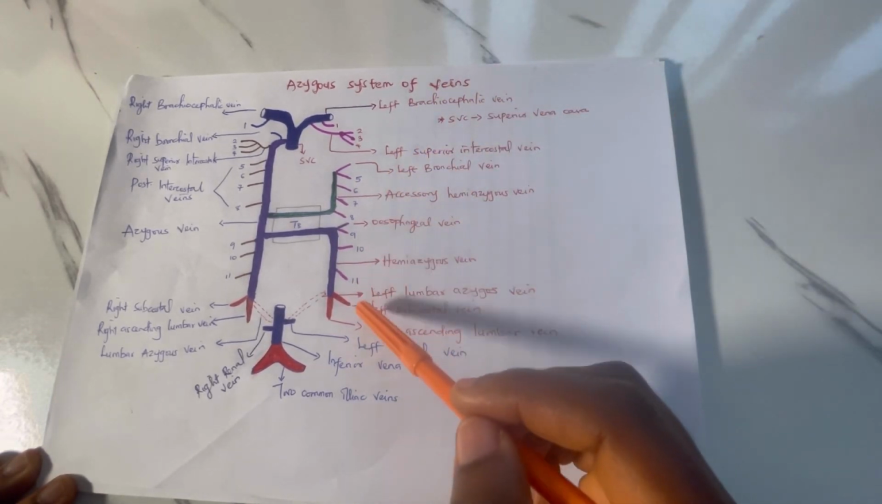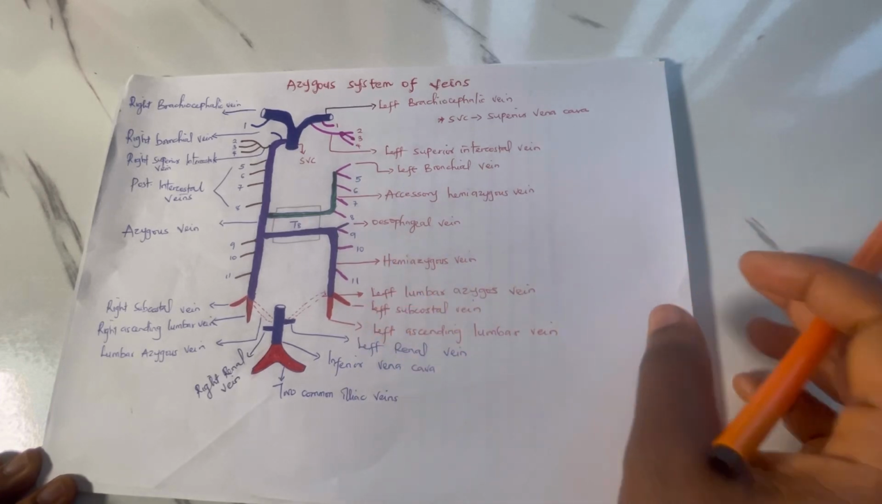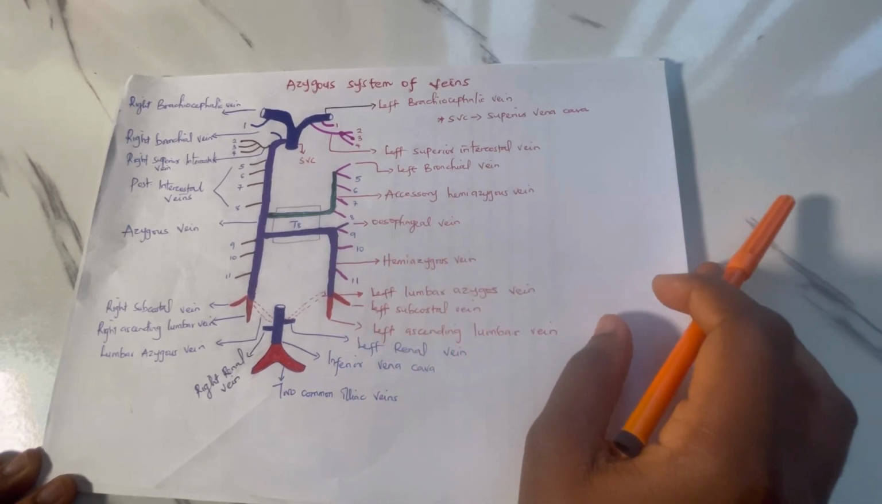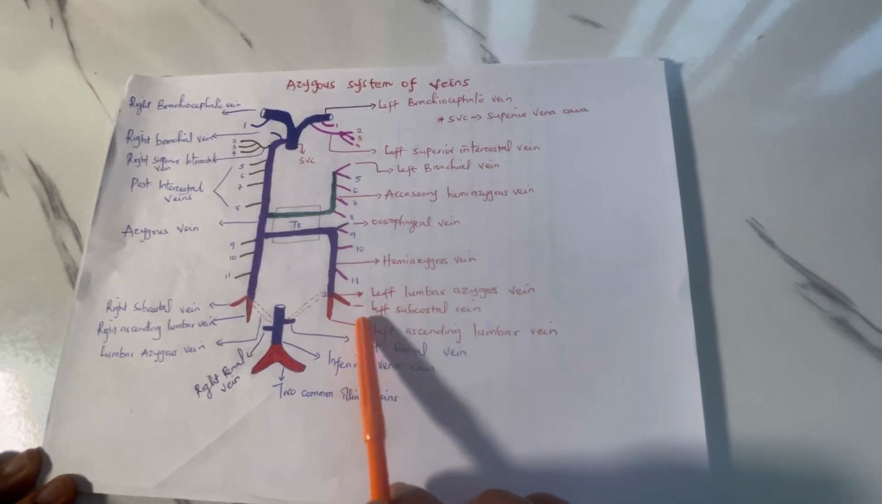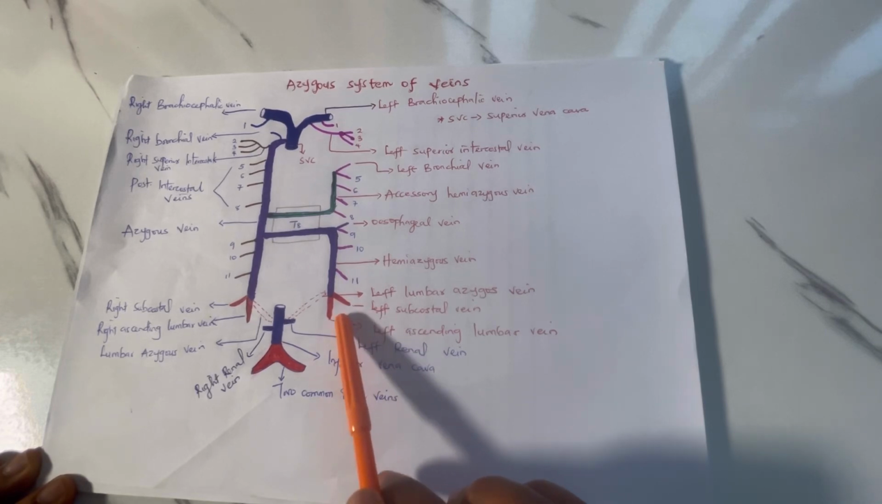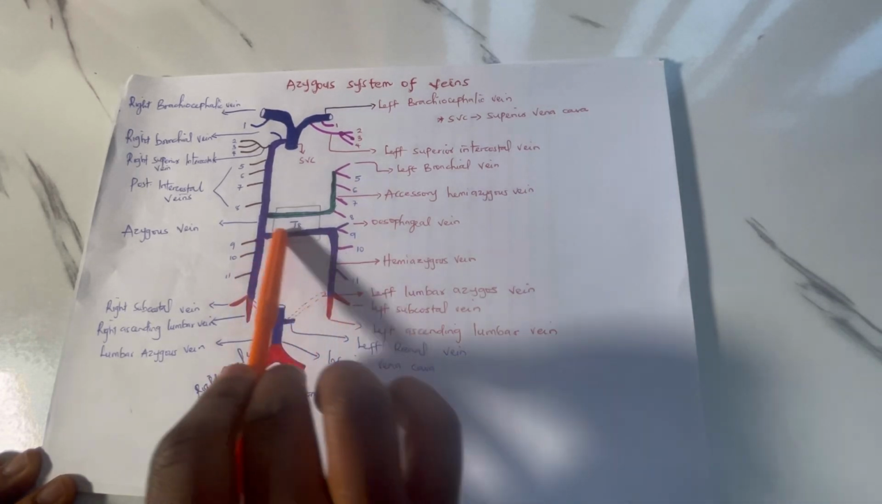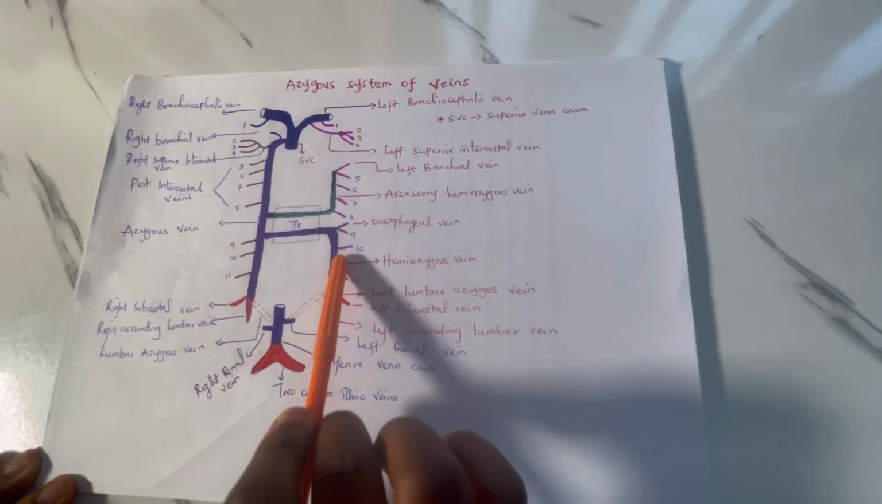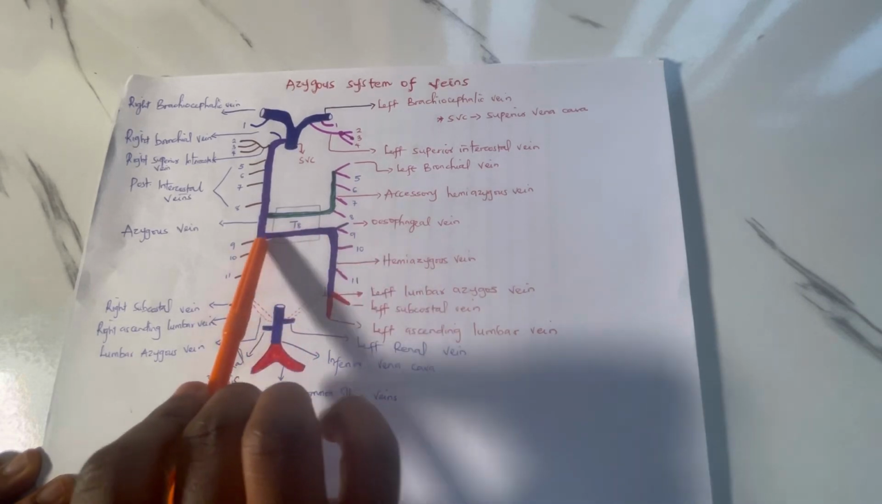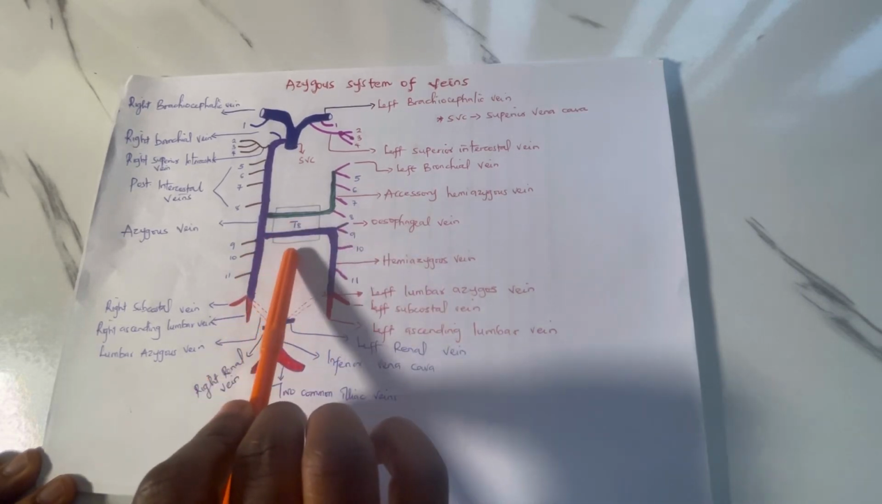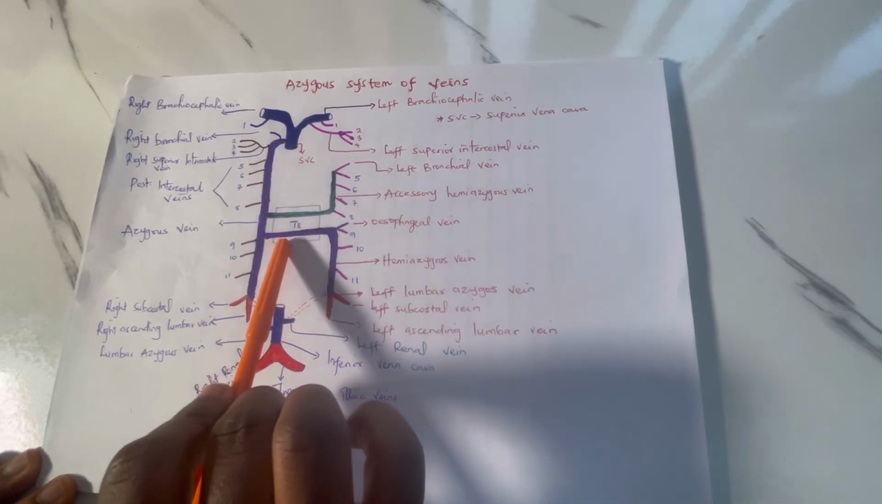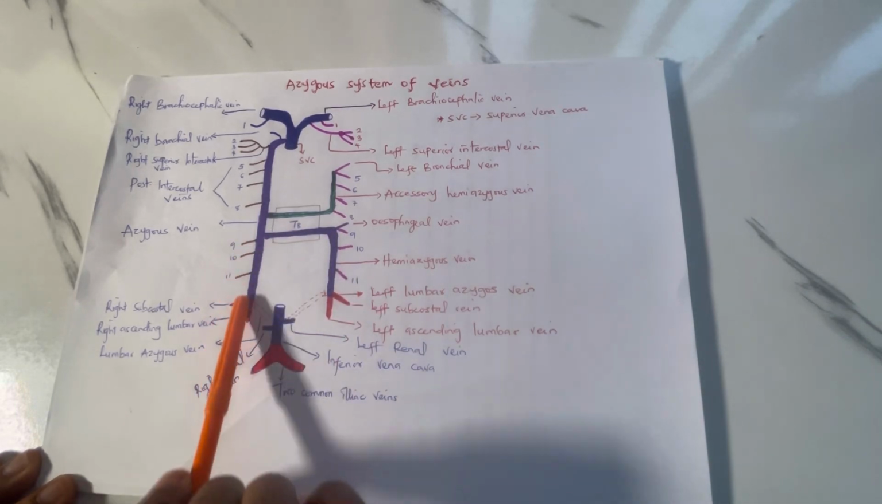Okay, so the 9th to 11th posterior intercostal veins, the small esophageal veins, and the left subcostal veins are all going to be draining into the azygos vein. Okay, because they're going to turn towards the right at the level of T8, passing behind the esophagus, the aorta, and the thoracic duct to join the azygos vein.